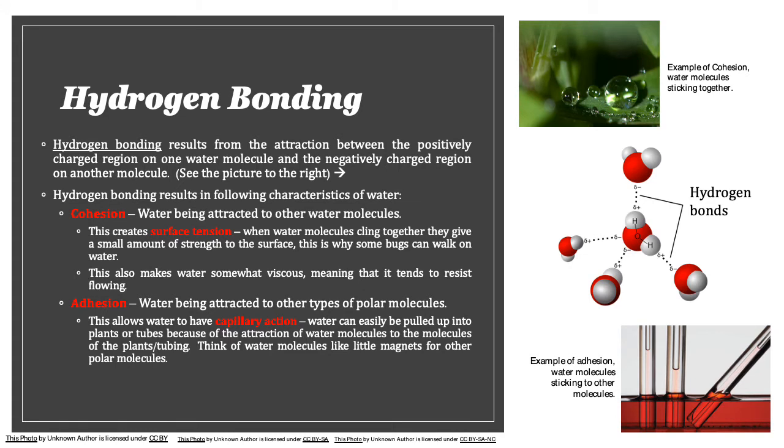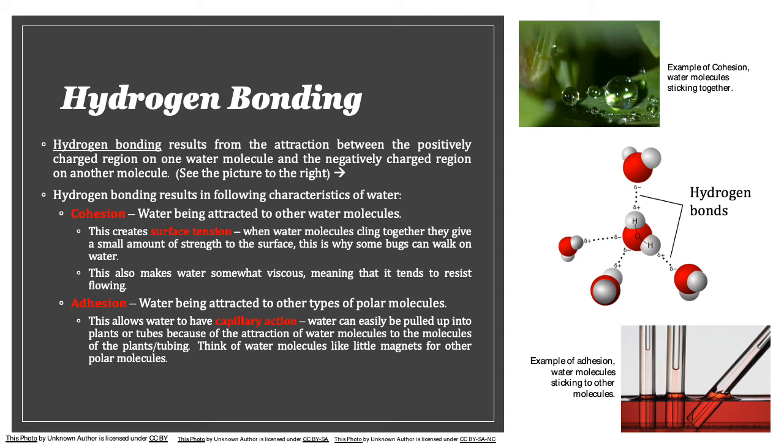So the first thing that we're going to talk about that results from water's polar nature is hydrogen bonding. A hydrogen bond results from the attraction between the positively charged region on one water molecule and a negatively charged region on another water molecule. This is how water molecules are attracted to each other. You can almost think about them as little teeny tiny magnets, where you've got one positive end being attracted to the negative oxygen on another water molecule. So they want to stick together.